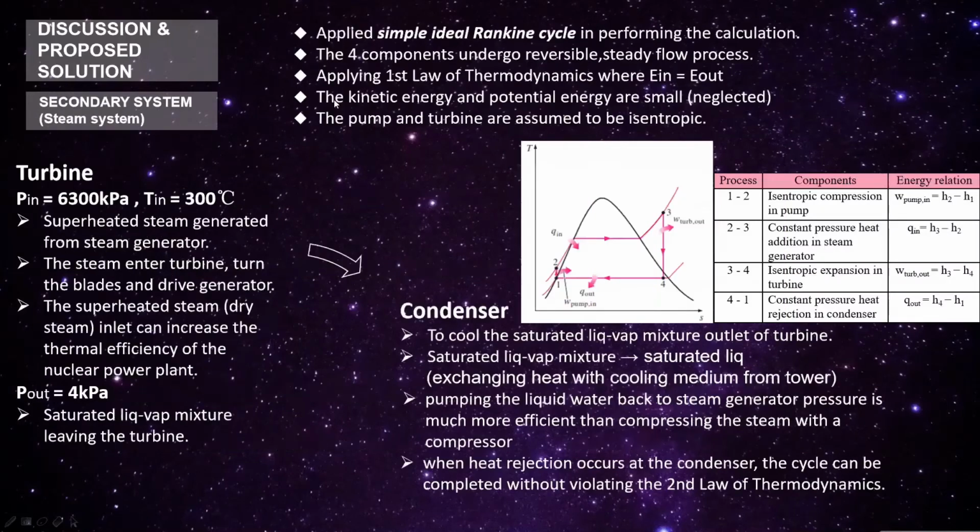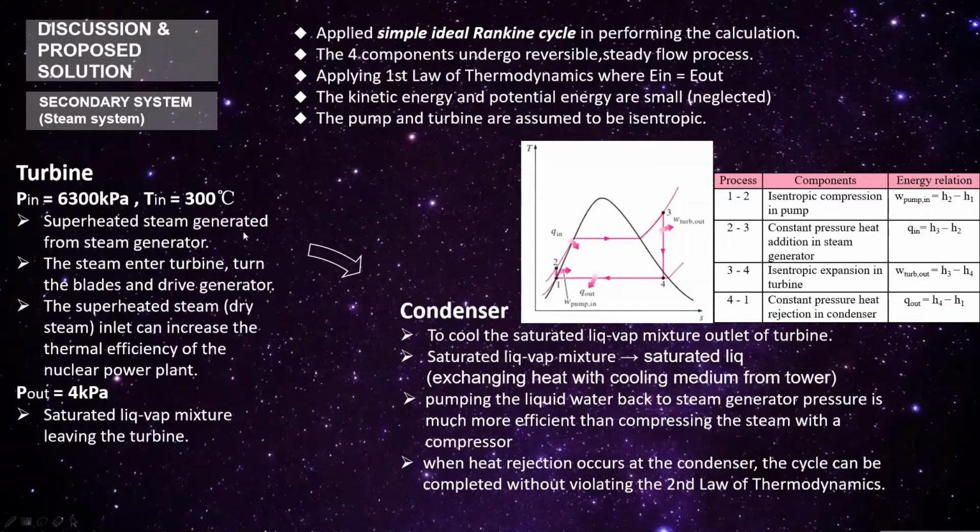We applied the simple Rankine cycle in performing the calculation. If we use the Carnot cycle, we will face difficulties in controlling the condensation process. All four components undergo reversible steady flow processes, which, when we apply the first law of thermodynamics, we will get E in equals E out. And this is the energy relation for each process we get from the application.